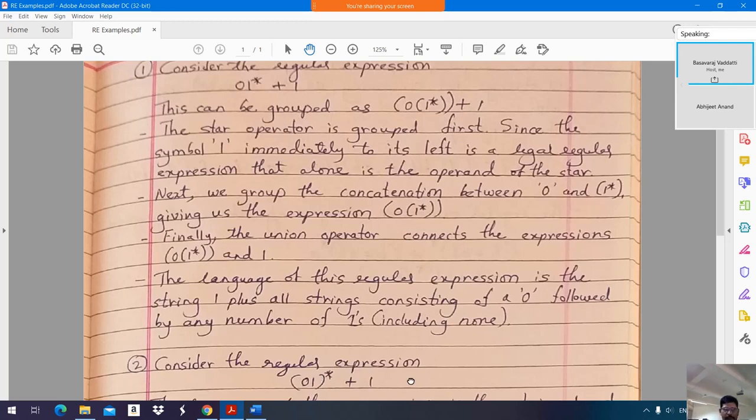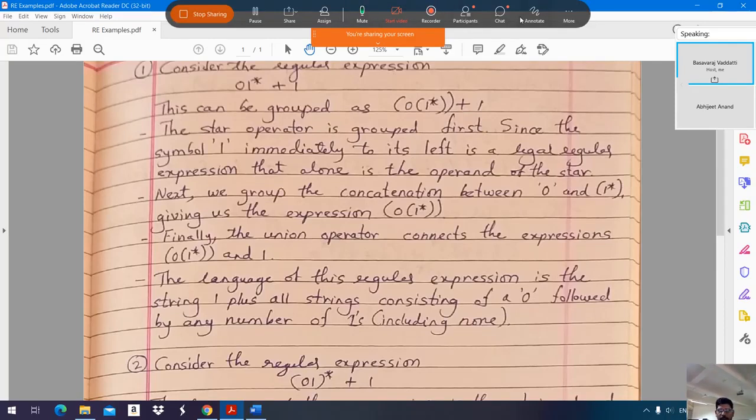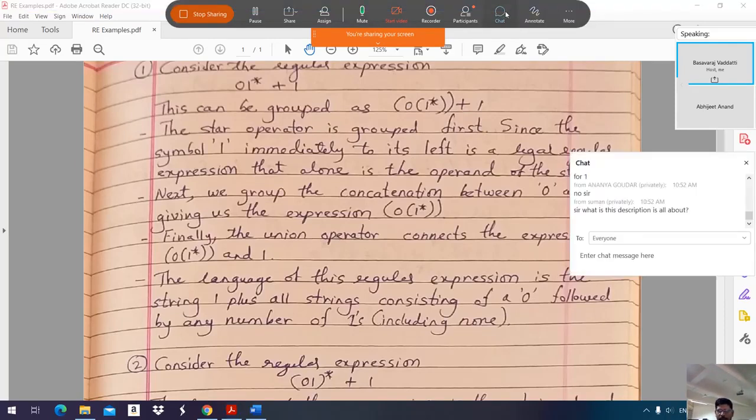I have given a parenthesis here for 0, 1. That is, I am making it a (0, 1) star. That is, star is applicable now not only for the 1, it is applicable for the entire substring, that is 0, 1. (0, 1) star I give. Now let me know, what is the language represented by this regular expression? Let each one of you type the language represented by this regular expression.